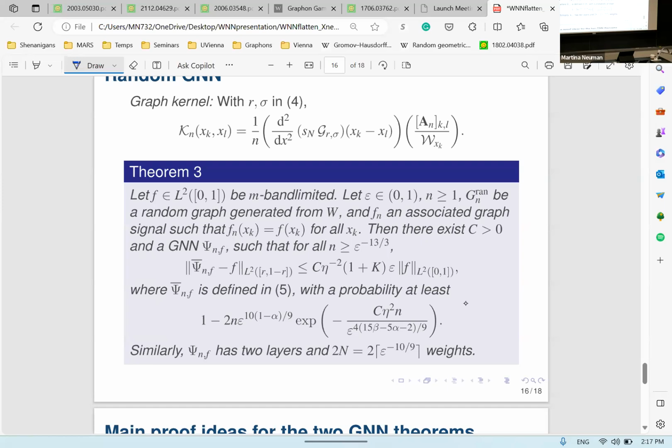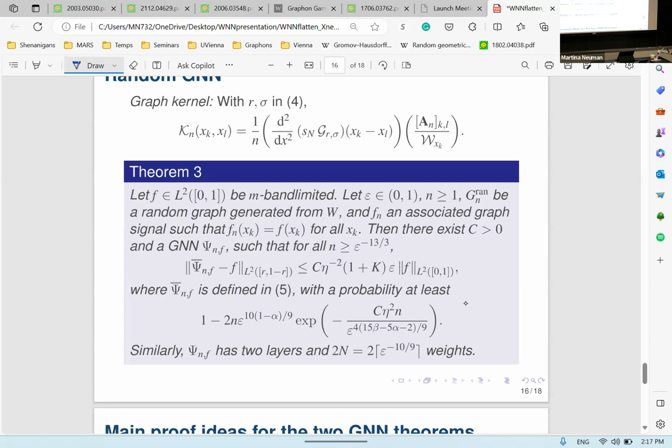If you take the expectation of this, it is going to give you the adjacency matrix of the deterministic case. So if you have the same GNN structure and you give it a random matrix, then the output is going to be, as expected, approximating your graph signal Fn well, but with high probability. So that's all it is.